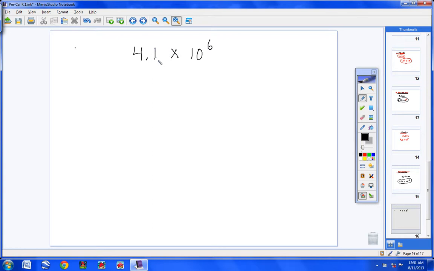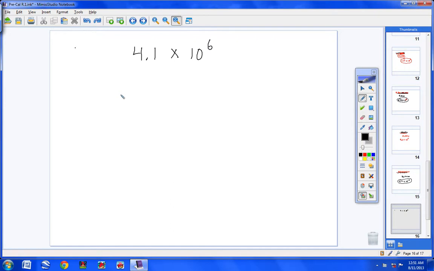Right now it's in scientific notation. Now watch. Now I see that I have a positive exponent. Do you see that? So I know I don't want to move the decimal this way because that's going to give me a really small number, point something. And whenever I have a positive exponent, I want to have a large number. I'm going to move it this way.